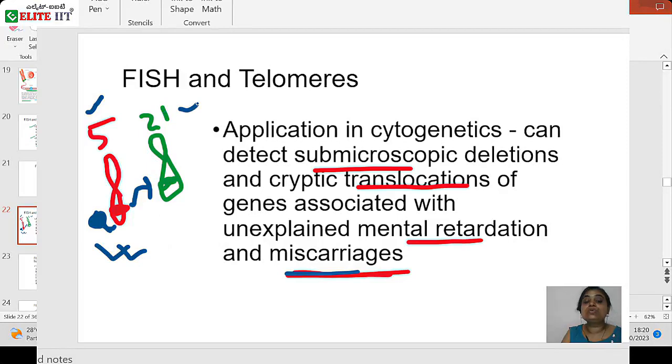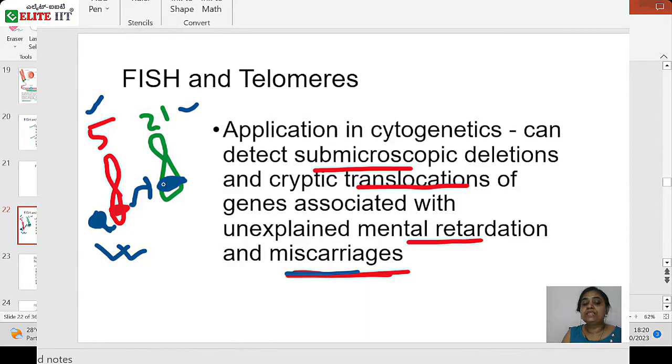Sorry, not gene, chromosome. From chromosome 5 to chromosome 21. So you will find the fluorescent color here in chromosome 21. That means the same probe you are using, that means the same gene is localized through the FISH method. It will bind the complementary sequence only.